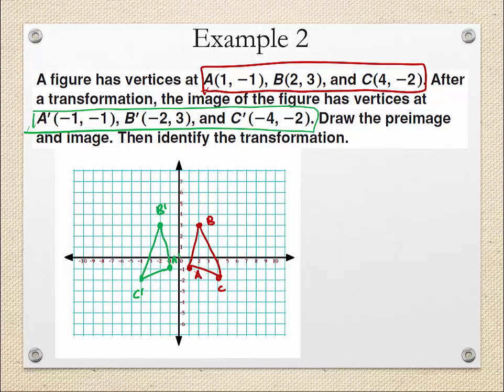So hopefully your brain's already thinking about what happened here. Since the A's are really close to each other, the B's further apart and the C's further apart, that means that it can't be a slide. That also means chances are it's not a rotation. So the only one we have left is a reflection. And we can see it got reflected over the y-axis. Each one of these points is exactly the same distance away from the y-axis.